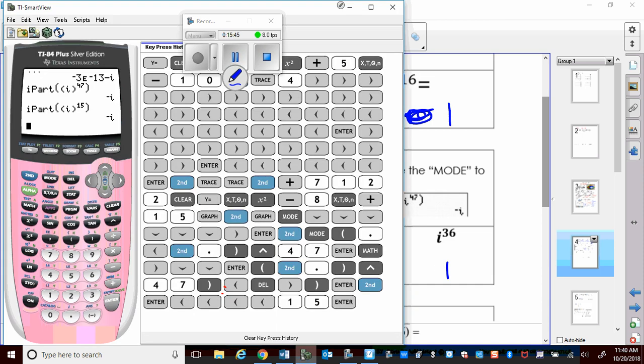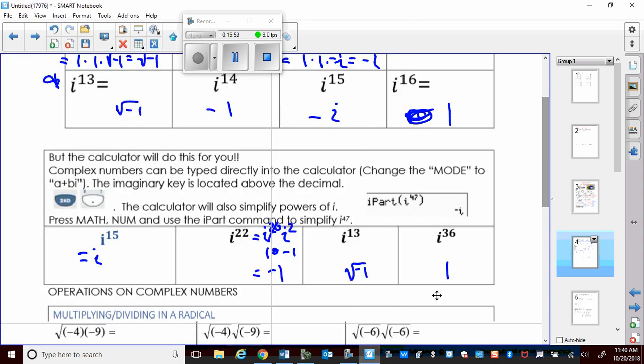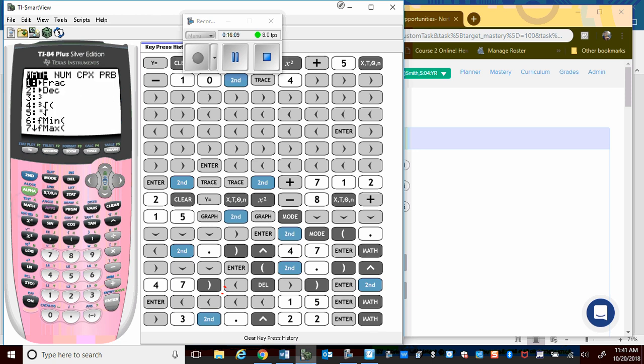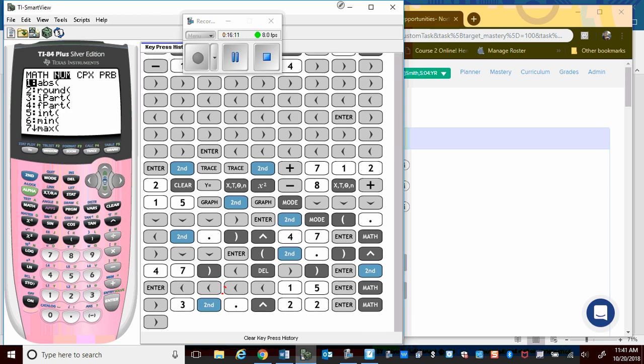So going to my calculator for i to the 13th, I believe. Let's make sure of that. Nope, i to the 22nd and then i to the 13th. So math, right arrow over to i part 3. And I have second i to the 22nd. Enter. And I get negative 1. Math, right arrow over to i part 3. Second period, i to the 13th. And I get i.